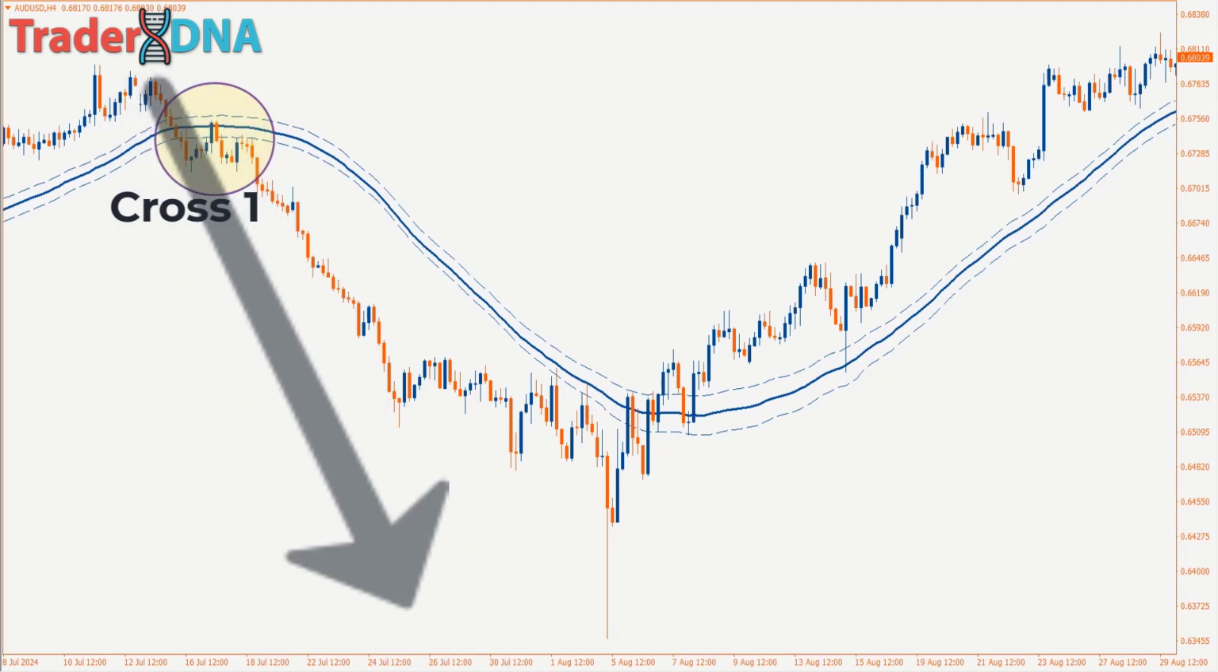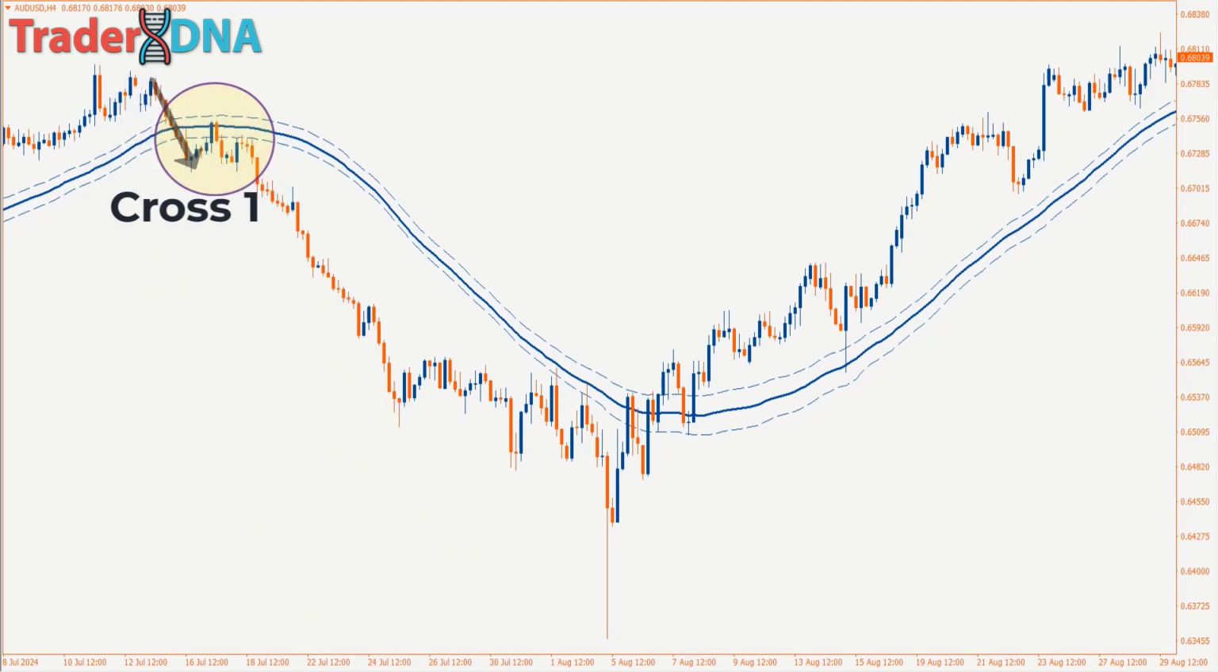When the price breaks through the Cobra moving average from top to bottom, these lines act as a strong resistance zone. We can see that when the price tries to move up through the Cobra moving average, it fails and drops sharply. Then at cross 2, the price successfully breaks through from bottom to top. After this successful break, the price shoots up quickly without any hesitation.